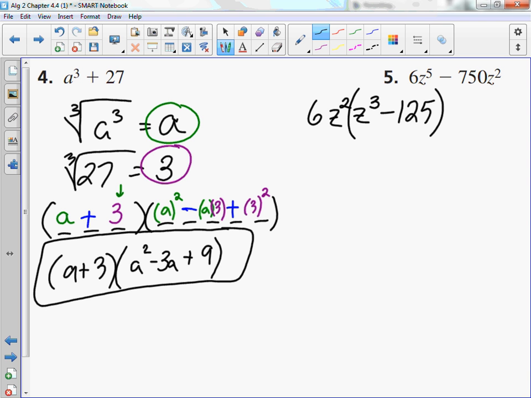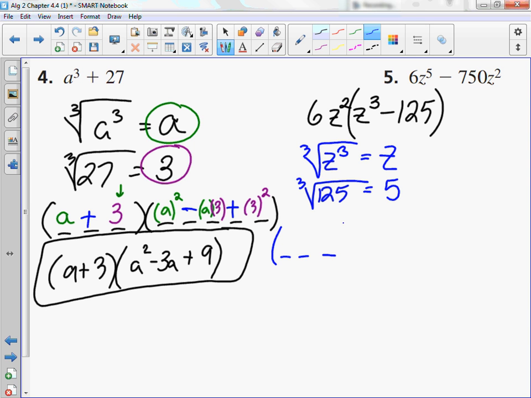Oh, yes, because I can take the cubed root of z to the third, and I can take the cubed root of 125. Well, the cubed root of z to the third is z. The cubed root of 125 is 5. It does help that we've already taken the cubed root of 125 before.